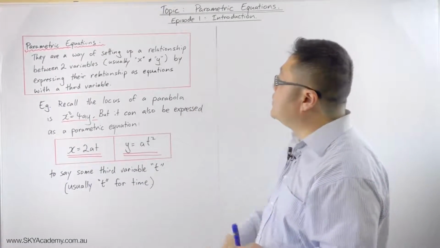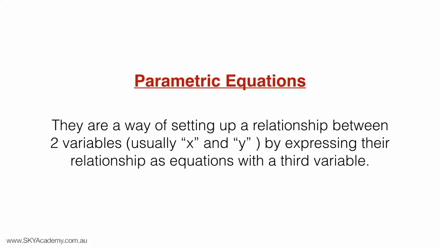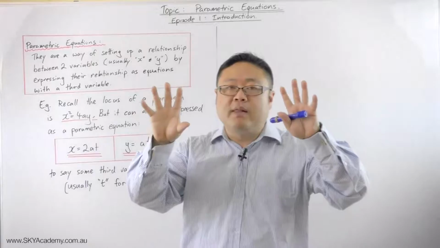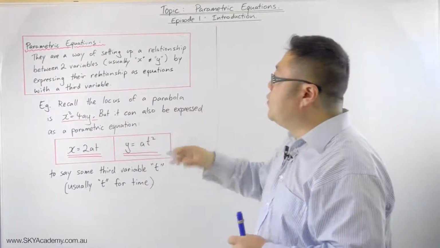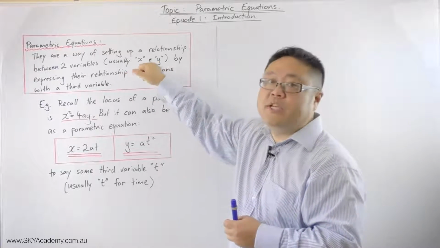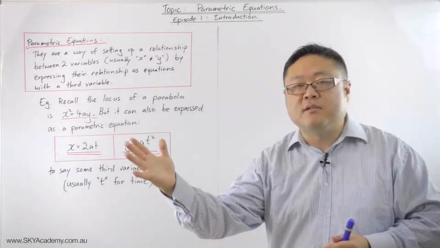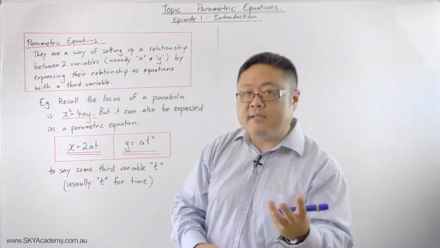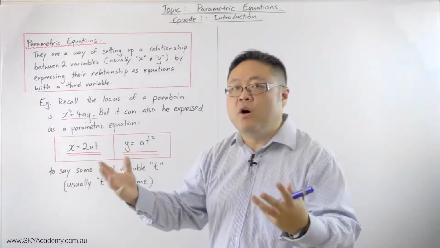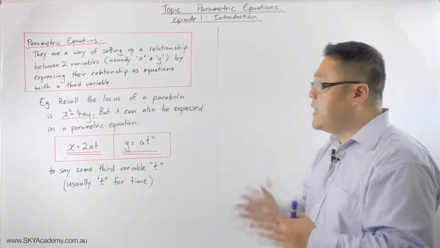So a parametric equation, so I've got it up here, is a way of setting up a relationship between two variables. Let's say you've got your x variable and y variable. You can set up your relationship between x and y in such a way that you express it as a relationship of a third variable, all right? So you express the relationship between x and y, not to each other, but to a third variable. And as that third variable changes, it will affect x and it'll affect y, all right? So x and y will change as the third variable changes, okay? So let me give you an example of what I mean.